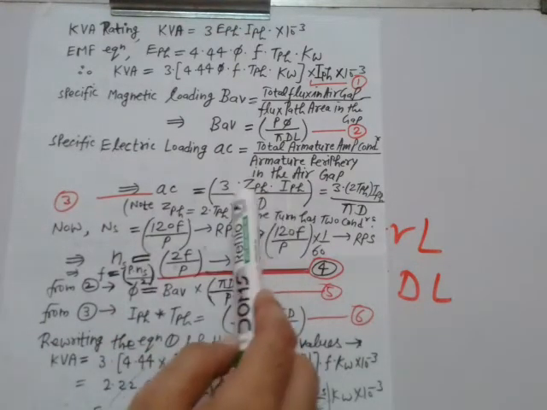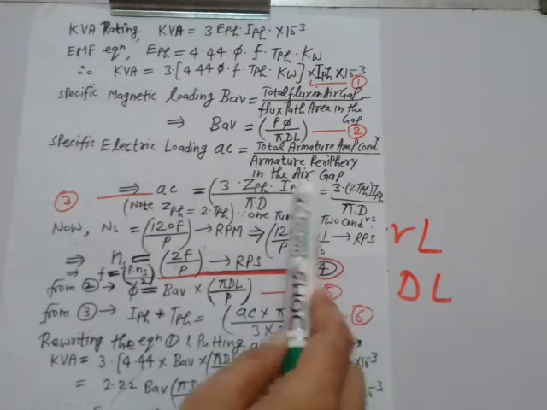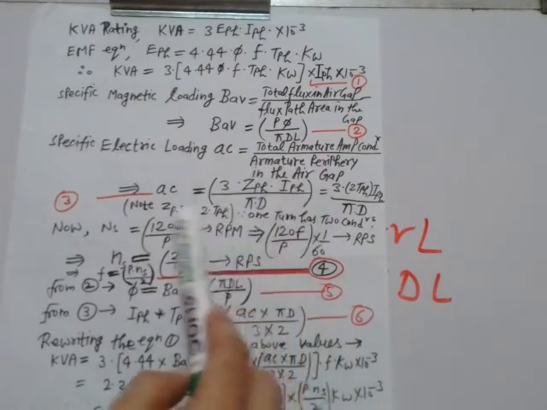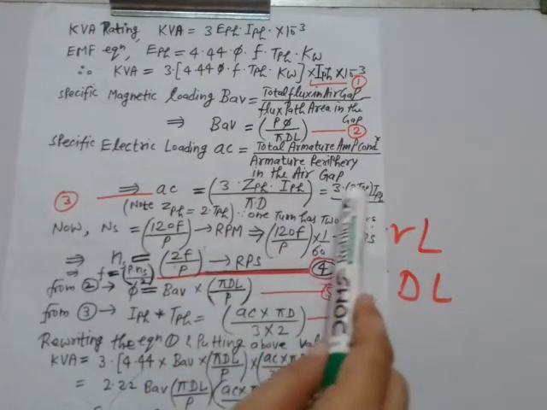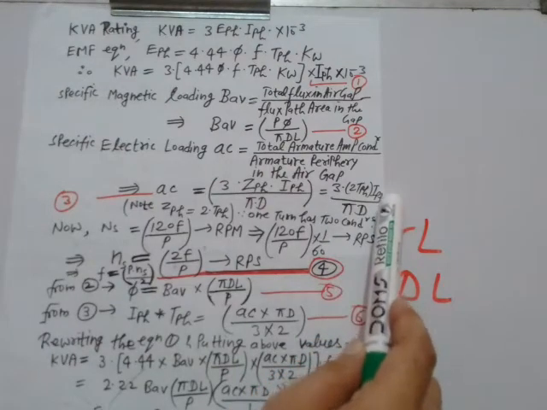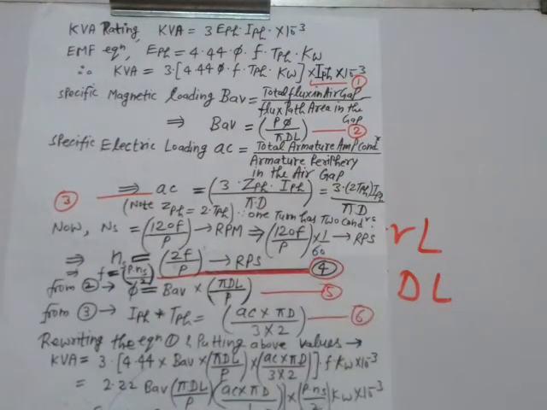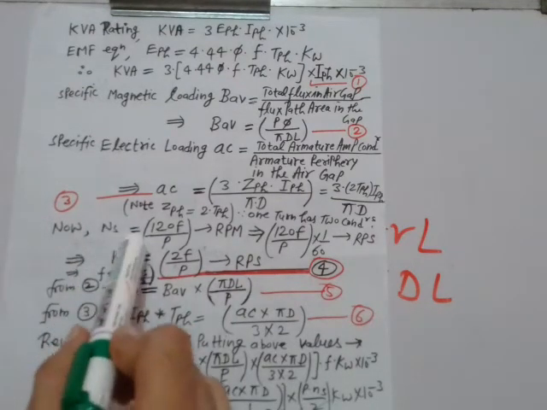So put this value, ZPH equal to 2 TPH, into the expression and you will get 3 into 2 TPH into IPH by pi D, right? So this is the specific electrical loading, right? Now you know that the synchronous speed of the rotating magnetic field is given by 120 F by P.